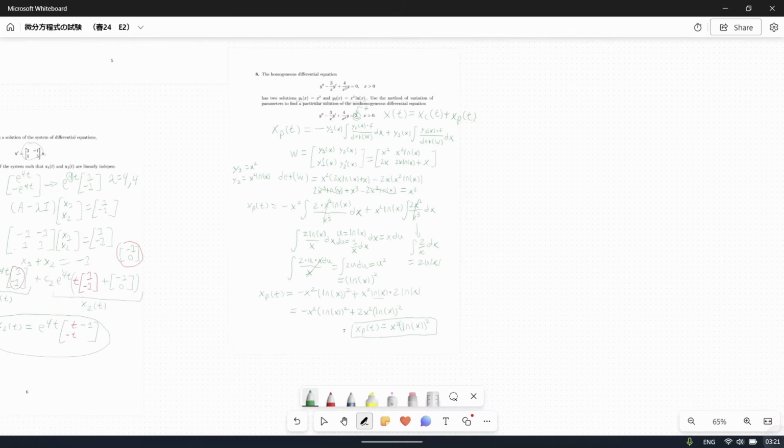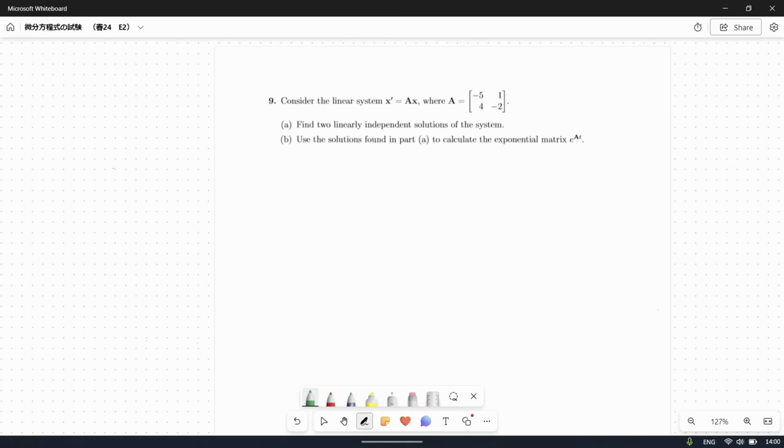All right, number 9. Consider the linear system x prime is equal to A x, where A is equal to this matrix, and find two linearly independent solutions of the system, and use the solutions found in part A to calculate the exponential matrix e to the At.